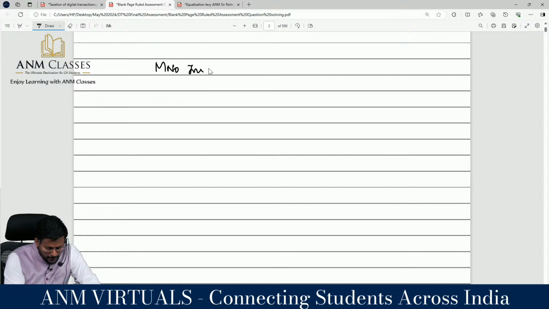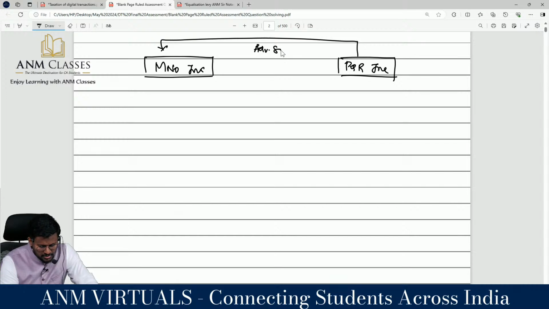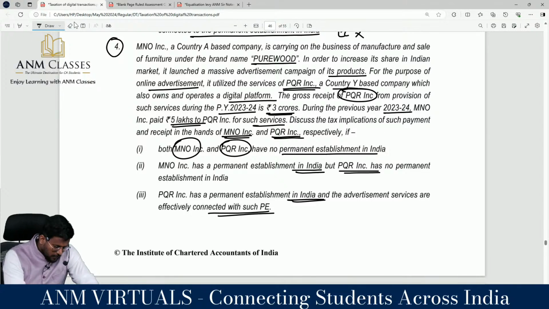MNO Incorporation, then PQR Incorporation. Where are the two located? Outside India. To whom is the service provided? PQR provides to MNO. What service? Specified services? Okay. Advertisement services. Consideration? 3 crores. Alright. In the advertisement, where are they going to do it? Targeting? Indian market.